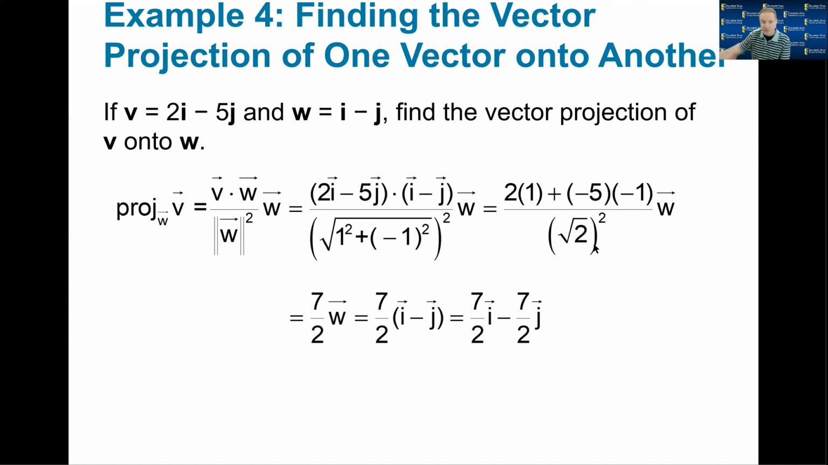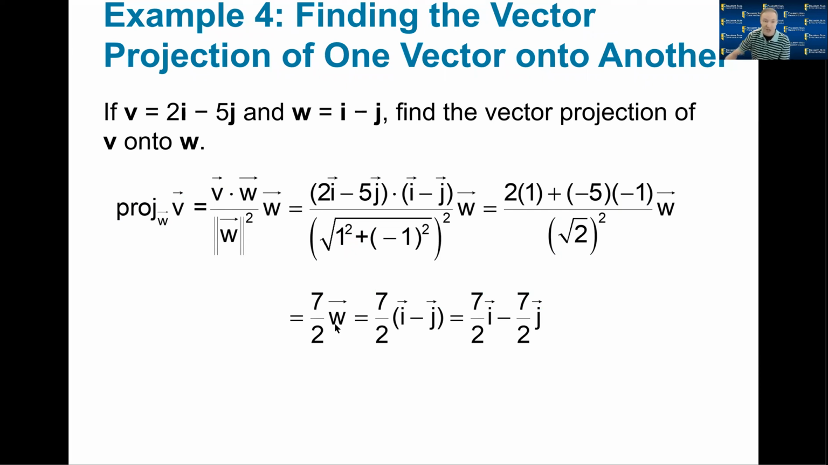That square root of 2 is going to go away in the next step because I'm squaring that magnitude. The square root of 2 squared is just going to become a denominator of 2. As far as my numerator goes, it was the dot product. That's going to be 2 times 1 plus negative 5 times negative 1. That gives me 2 plus 5 for a numerator of 7. So this is going to be 7 over 2 times vector W. That's what I have down here.